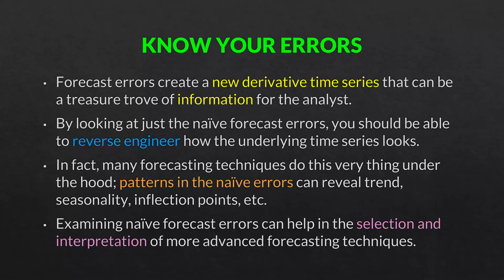So a common process is to go ahead and run the naive forecast on a time series, look at its forecast values, of course, look at the errors, and then look at the patterns in the errors. And then based off those patterns, that can point you in the direction of other forecasting techniques and interpretation of the time series.